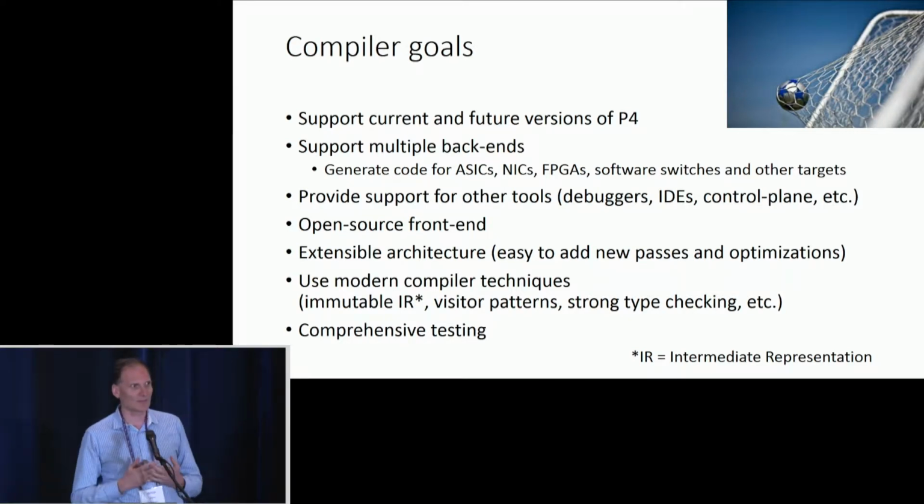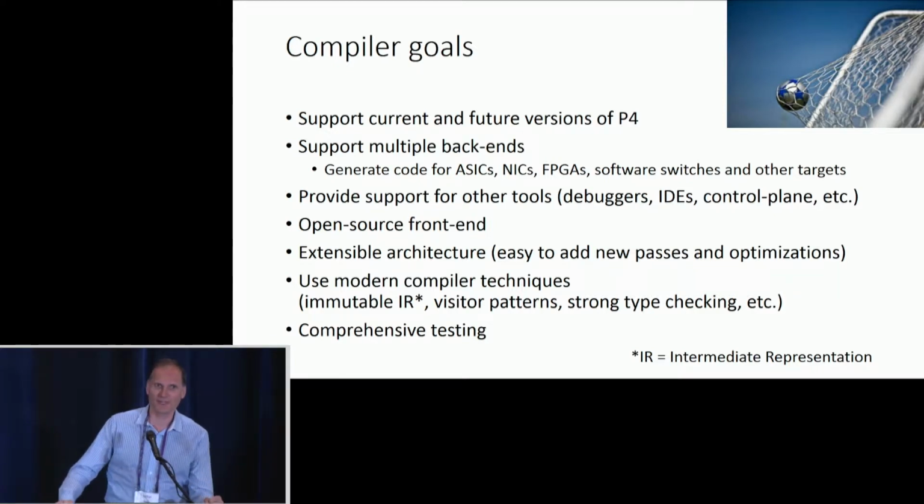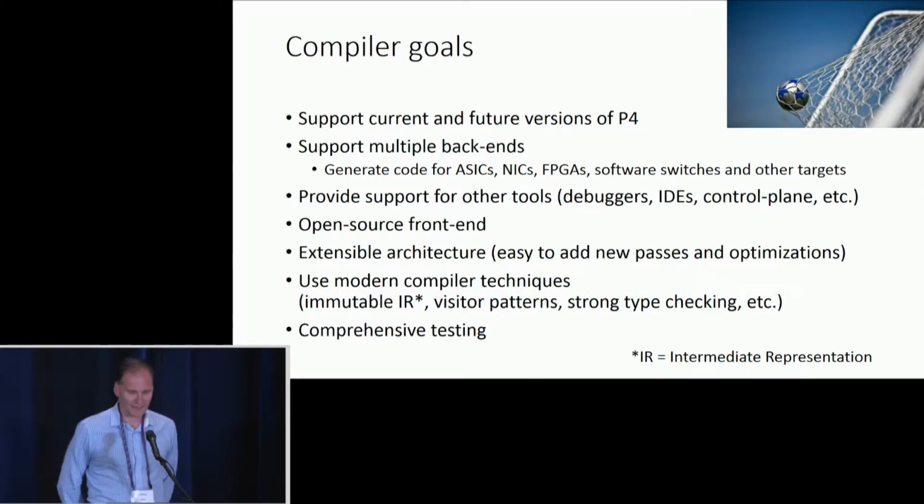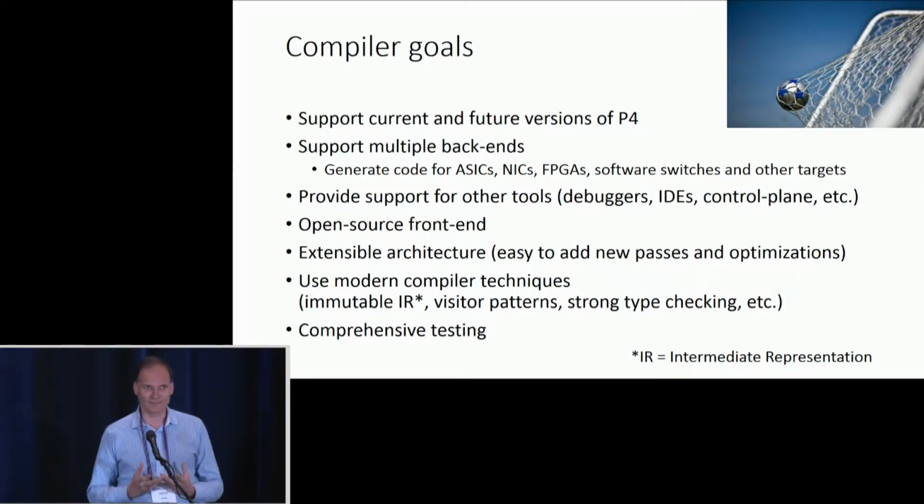Then we really think that P4 is only useful if people can use it freely and easily. So the compiler front end has to be open source, because we want people to use this front end ideally and build only their custom backends. And we want the compiler to be extensible, because all these targets have different capabilities and maybe other targets that I don't even know about. So we want people to be able to add new passes and transformations easily.